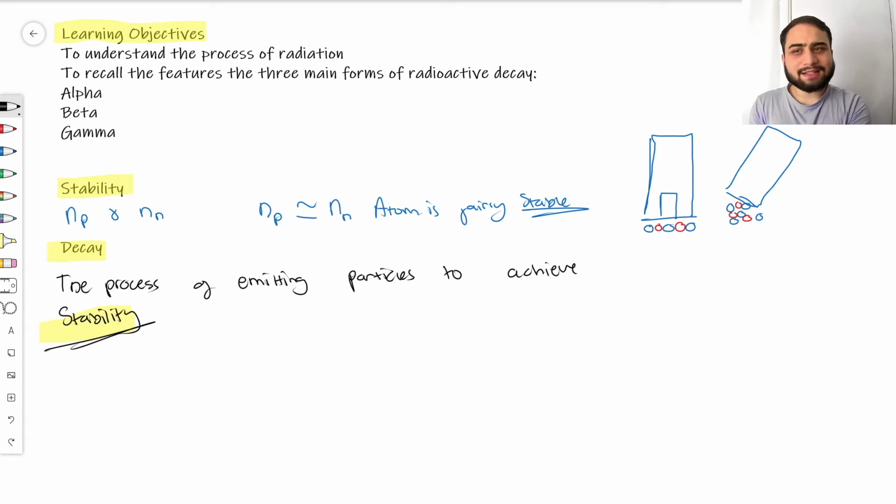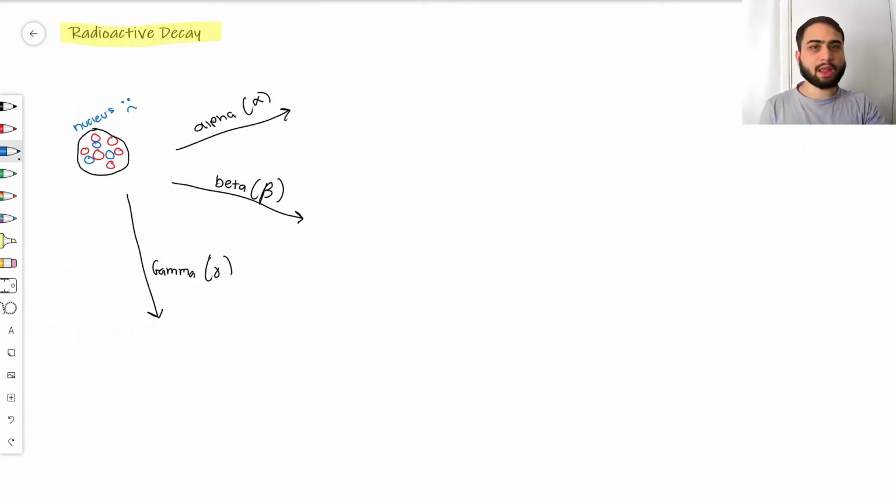Now let's understand what kind of particles we can emit. Here I have my nucleus, and my nucleus is unhappy right now, because it's got too many protons. So my nucleus has three main options for becoming more stable. It has the alpha emission route, the beta emission route, and the gamma emission route. These three types of radioactive decay, alpha decay, beta decay, and gamma decay, help atoms become more stable. So let's have a look at alpha decay.